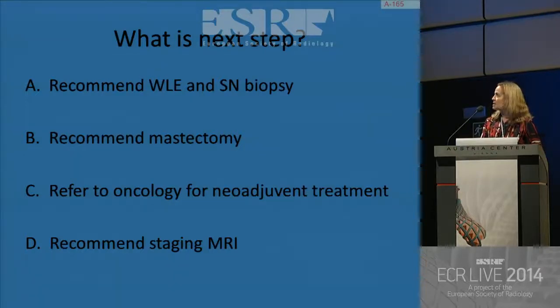Do you A, recommend a wide local excision and sentinel node biopsy? Do you B, recommend mastectomy? C, refer her to oncology for neoadjuvant chemotherapy? Or do you D, recommend a staging MRI? So can you please vote?